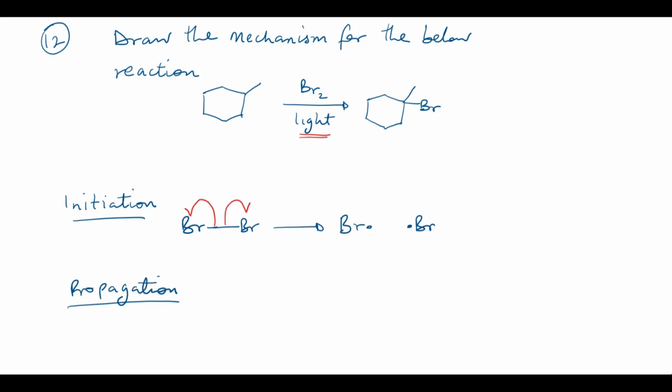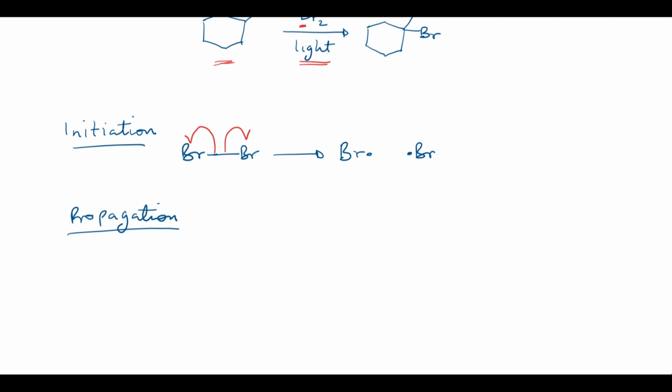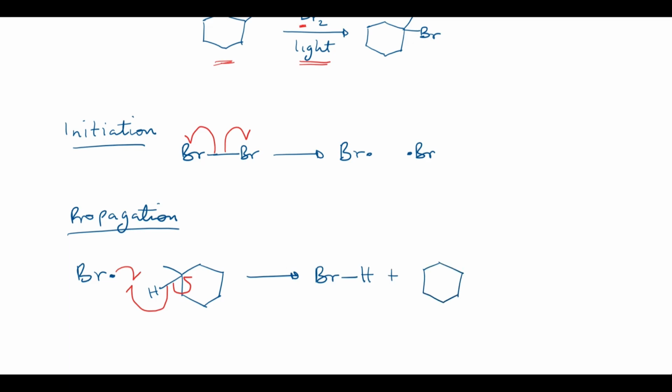Now the radicals generated in the initiation step will then convert the alkane into an alkyl radical, which will in turn convert neutral bromine reactants to radicals also. So what happens essentially is that one of the bromine radicals that is generated in the initiation step will then react with the alkane. And the way this happens is that the bond between the hydrogen and carbon will break. One electron will go to the carbon. The other electron will be used by this hydrogen to form a bond with the bromine radical. So hydrogen bromide is formed, and we will also have an alkyl radical.